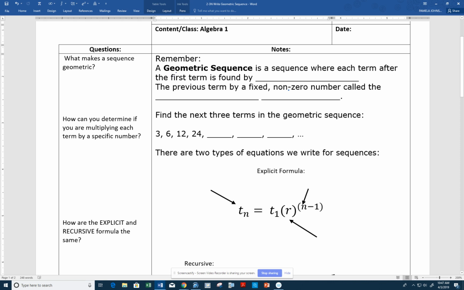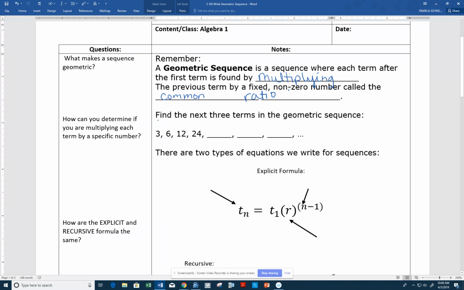Hi guys, today we're talking about geometric sequences and how to write those equations. A geometric sequence is a sequence where each term after the first term is found by multiplying the previous term by a non-zero number. This number that we're multiplying each time is called the common ratio. I misspelled ratio. All right, there's common ratio. So we're going to find the next three terms in the geometric sequence.